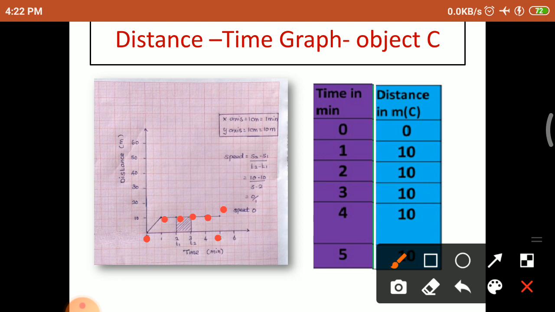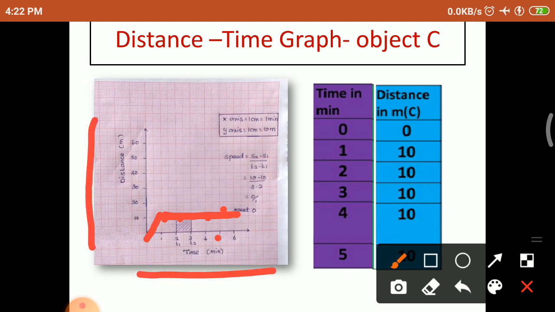After marking the points, I joined the points. So I got a straight line. So from this we can say that according to the time, the distance of the object does not change. So from this we can say that the object is at rest.